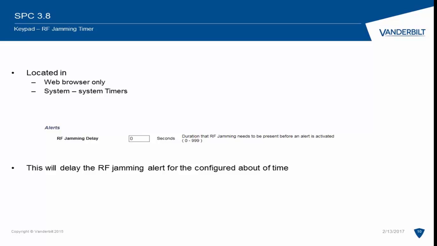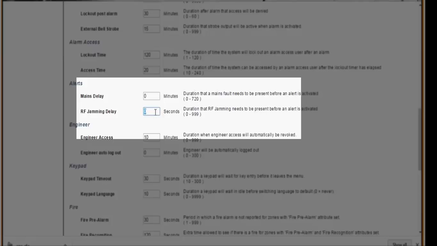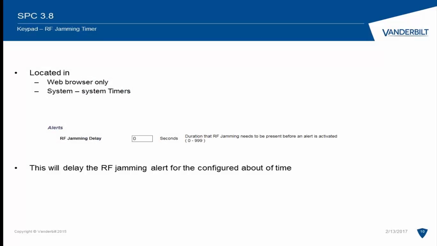The next new feature we've included is our RF jamming delay. This can be found in the web browser only, in the System Timers section. The RF jamming delay allows us to put in a user-definable time so we can delay the alert occurring on the system. Initially, this was a defined time in the system.